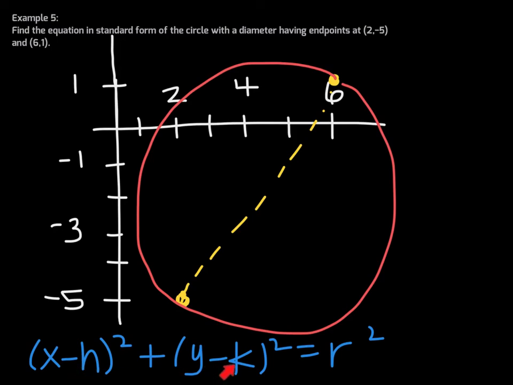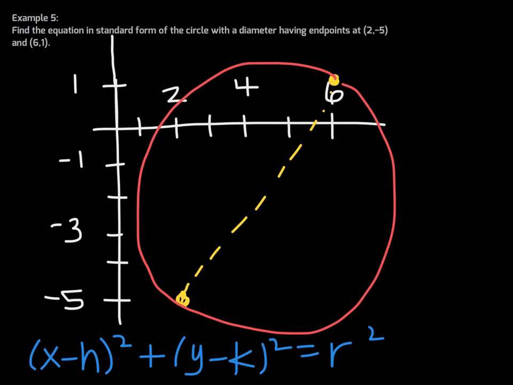know what the center is. Right now we don't know what it is. And we need to know what the radius is. We need to find the center, and we need to find the radius. Now, these two are the endpoints. 2, -5, and 6, 1 are the endpoints of the diameter. The diameter, by definition, goes right through the center.